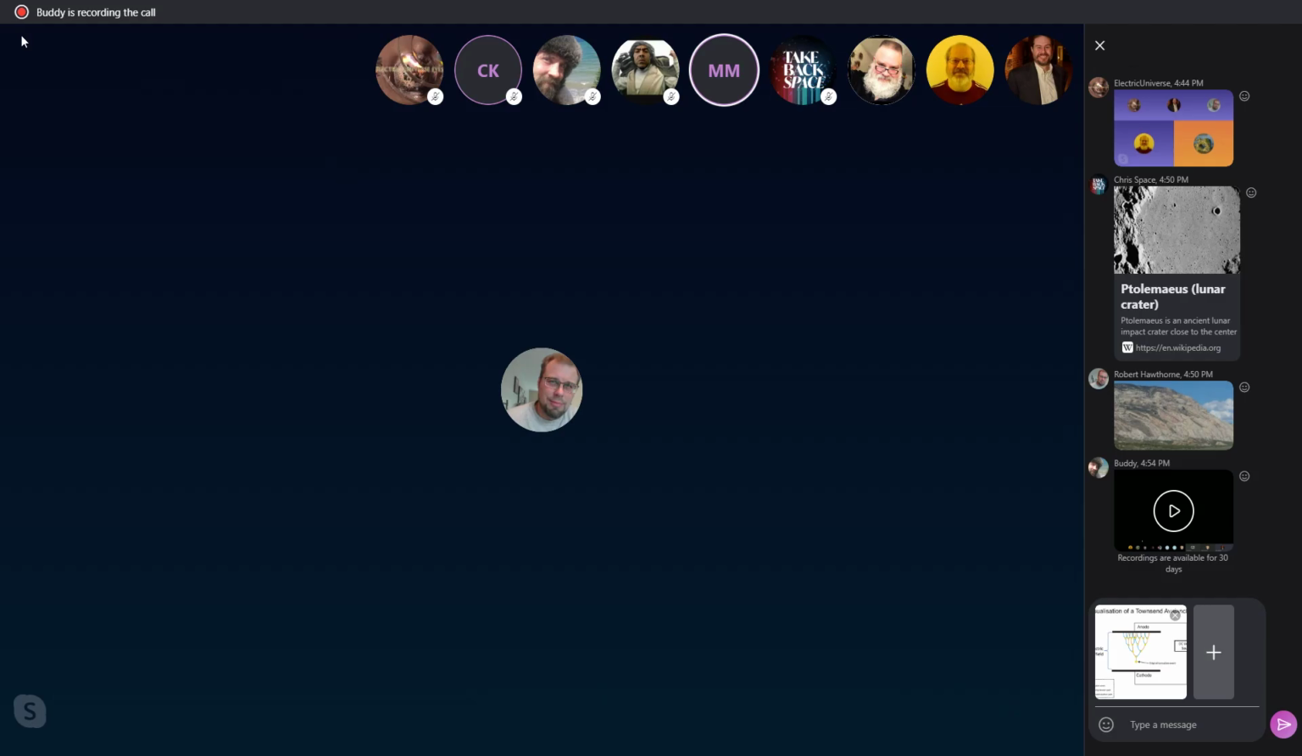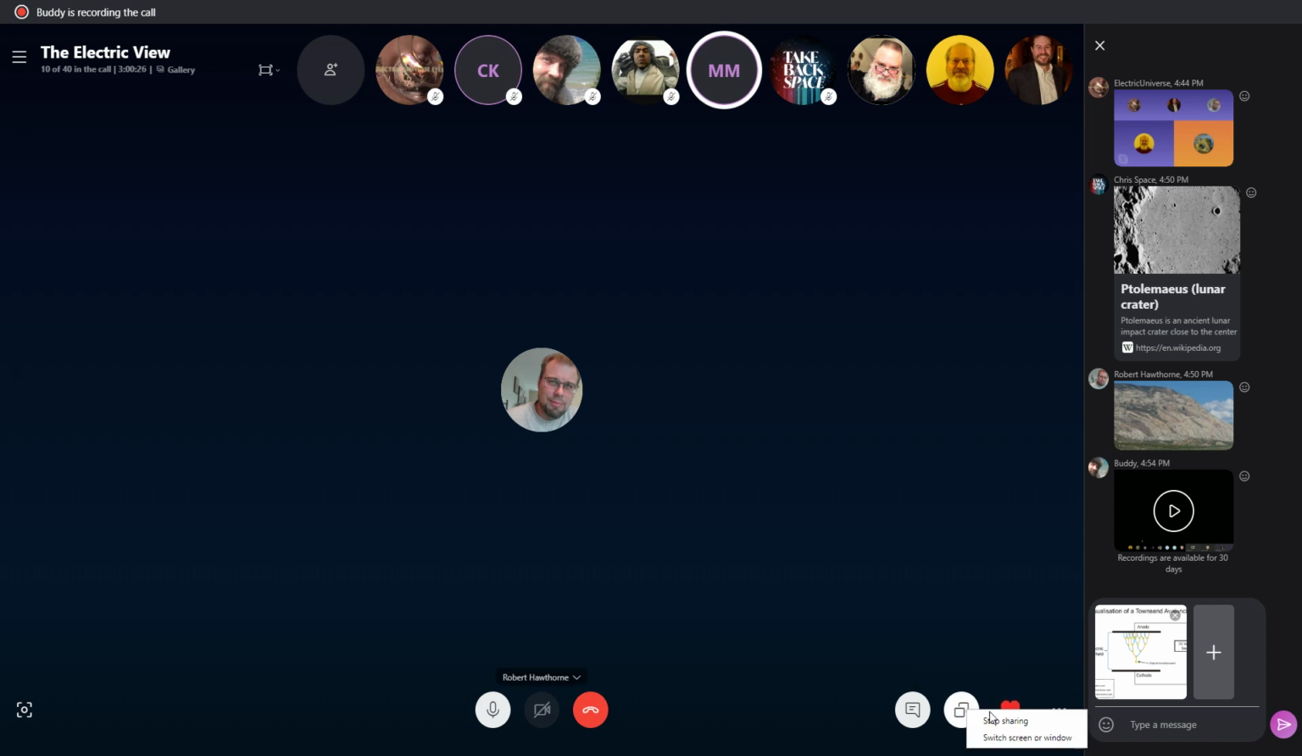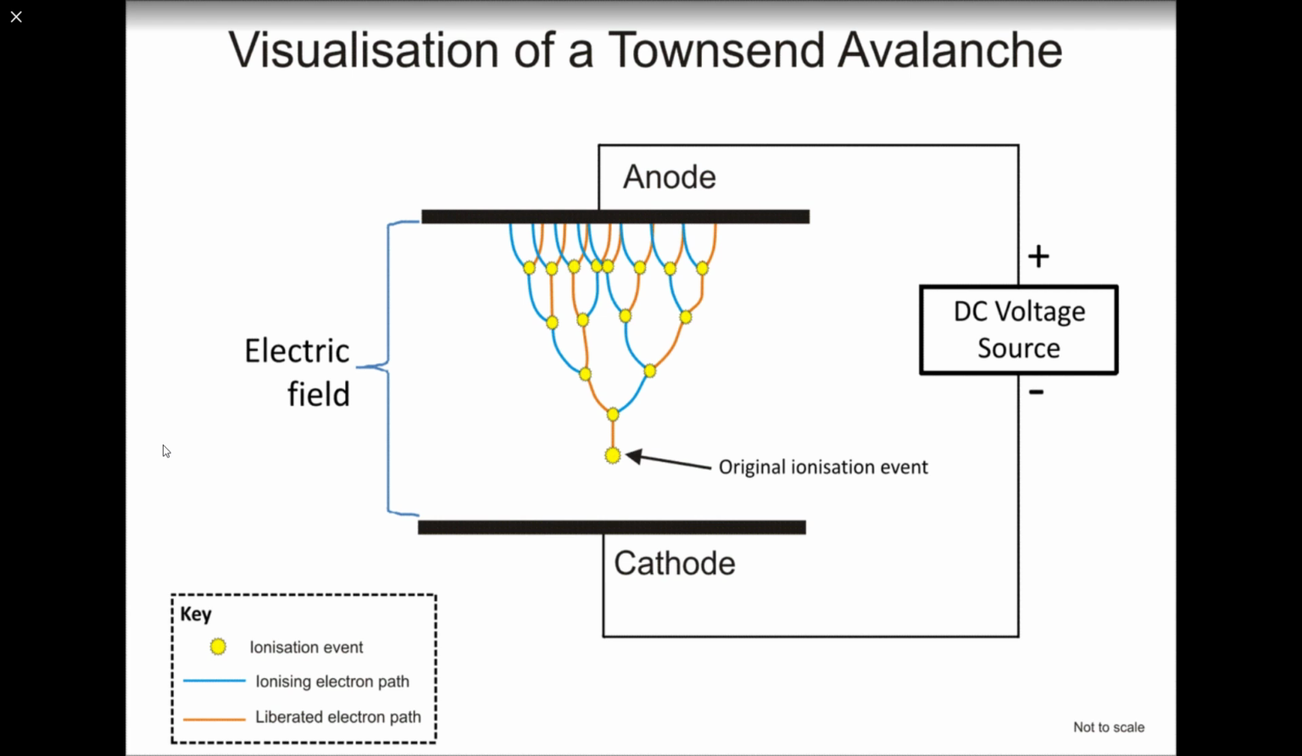Share my screen. Oh, I am sharing. That's that waterfall effect, yeah, avalanche. Yeah, the Townsend avalanche. Basically, the situation is what I'm talking about is the original ionization event. Is that in the ground? Yes, because that's down there. Okay. Yes, that would be the anode.